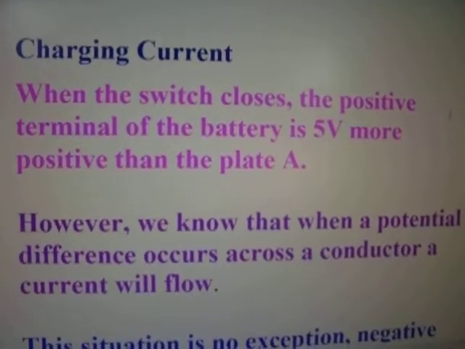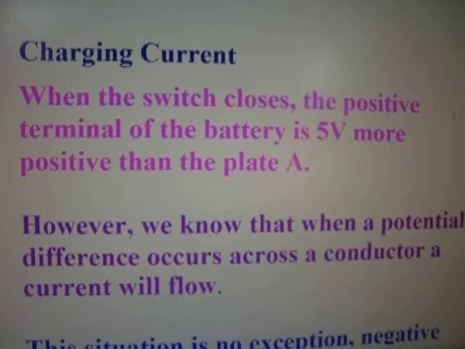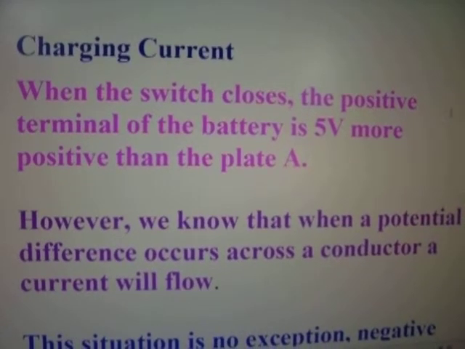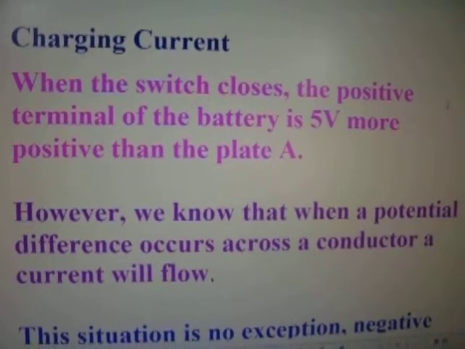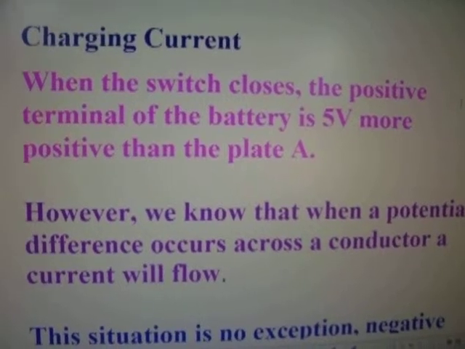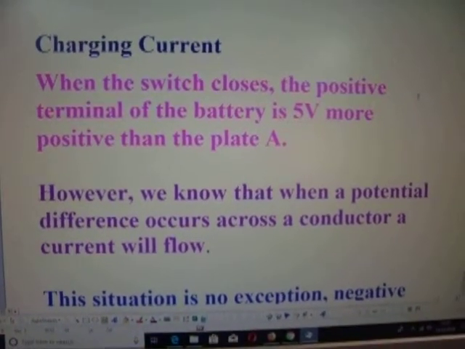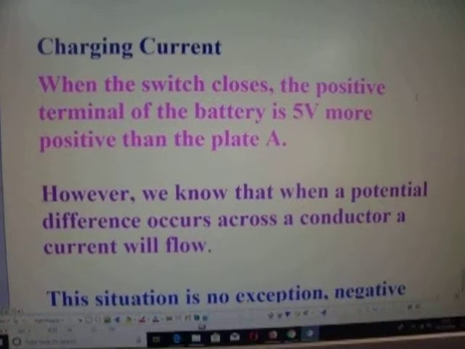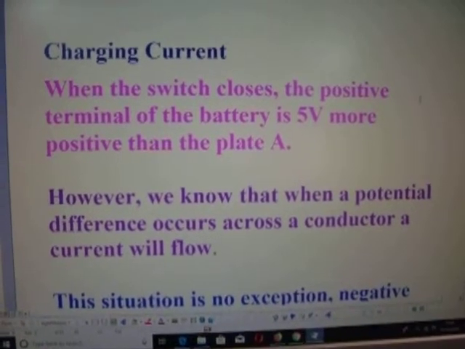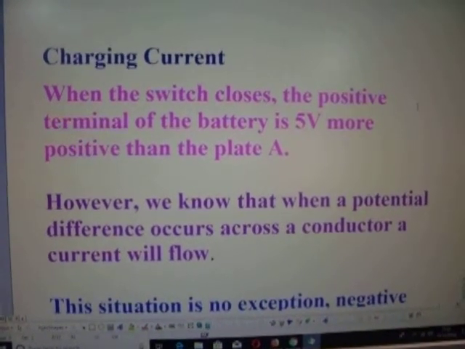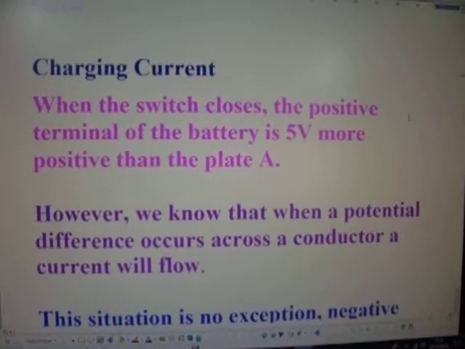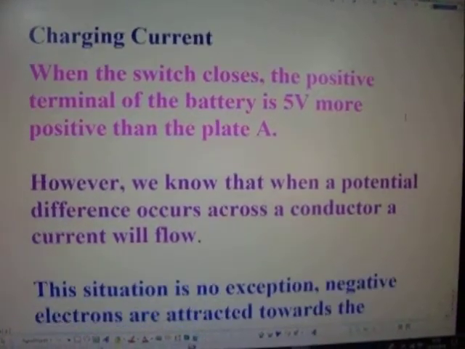Now charging current. Now when this switch closes, the positive terminal of the battery is 5 volts more positive than the plate. Now again, be aware that you're charging a capacitor, so on one side there will be more electrons than there is on the other side. That's all it is trying to say. Okay?